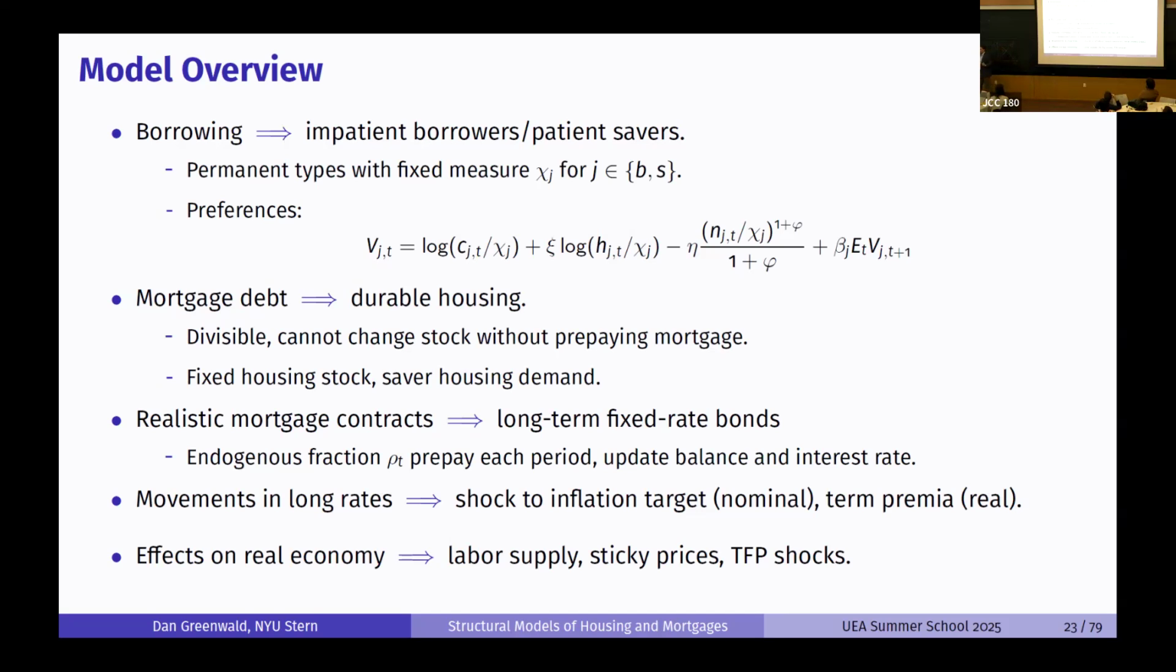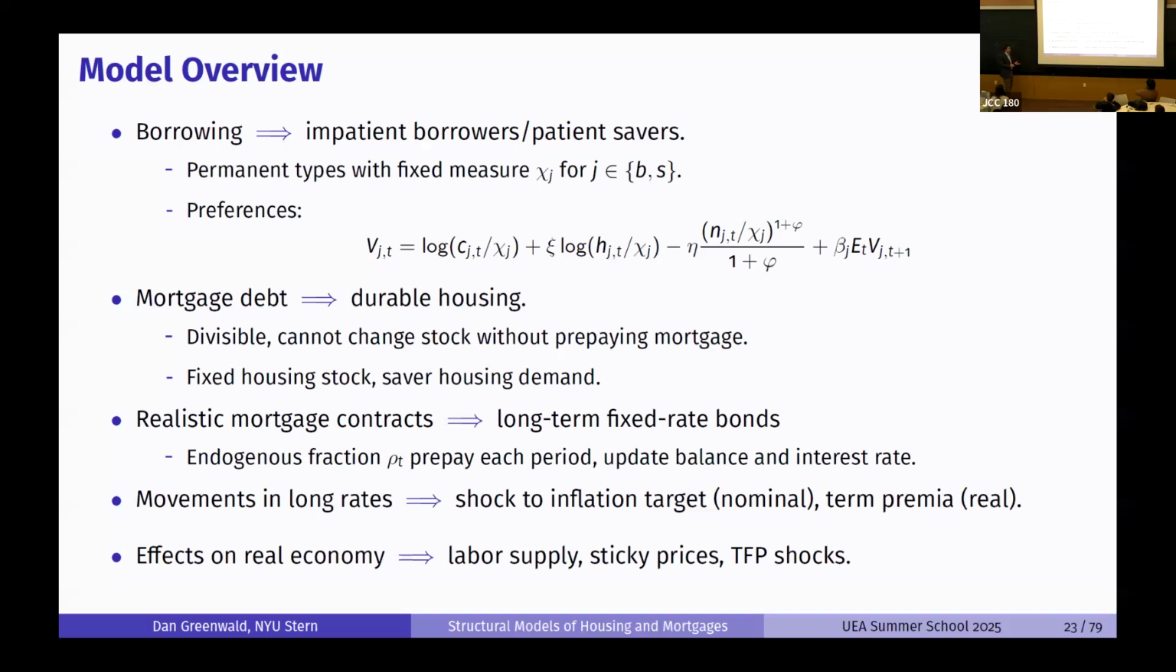So the first thing I need in this model is borrowing, right? I can't talk about mortgages if there's no borrowing. That means I need some basic heterogeneity. I need someone to borrow and someone to lend. So I'm just going to introduce impatient borrowers who are going to borrow in equilibrium from patient savers, all right? I'm going to make these permanent types with no switching. It's going to be very simple.